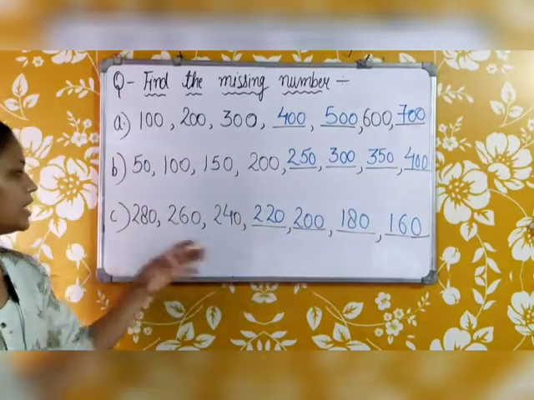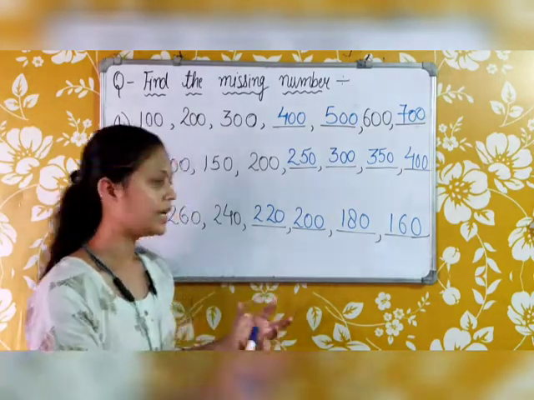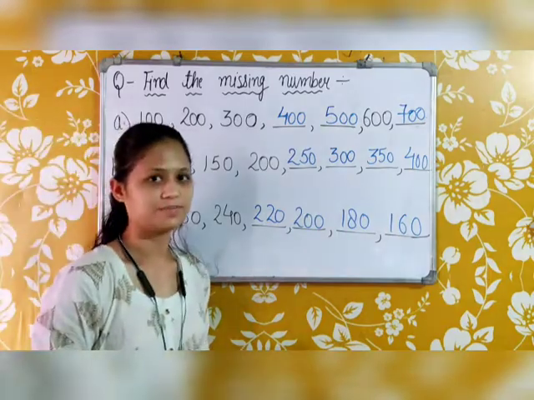And here we have subtracted 20 number. Okay. So either we have to subtract, or we have to add. Okay. And we have to follow the pattern. Okay. So this is how we do these questions.